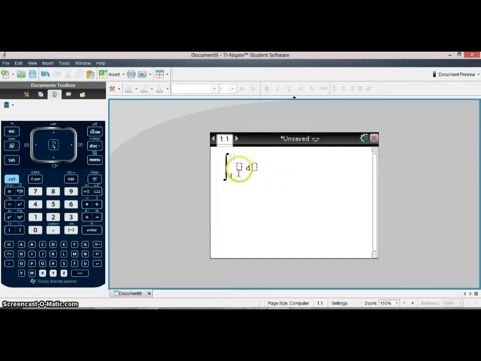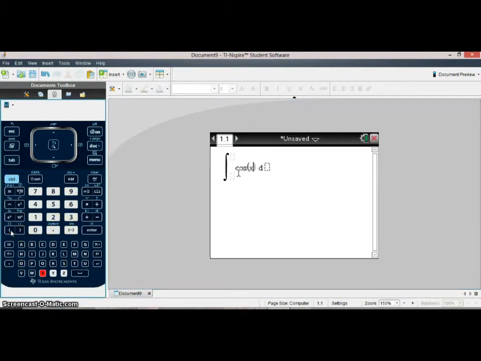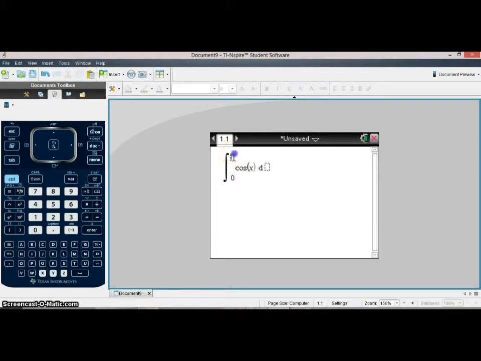So let's go with cosine, parentheses, x. I'm going to go from 0 to 0.5 and x. And that is your answer. So it's really fast and very convenient.